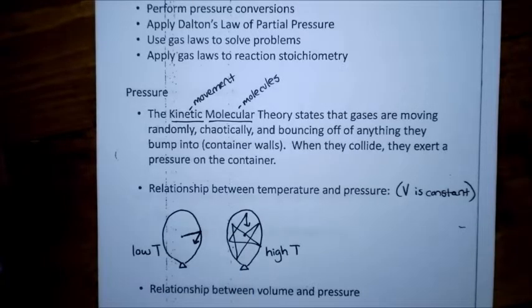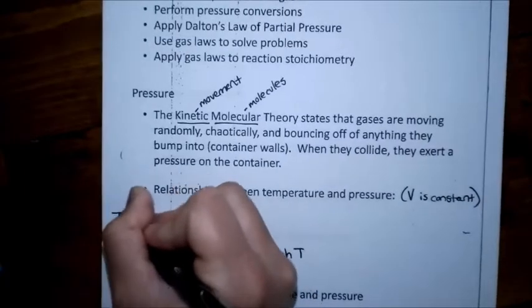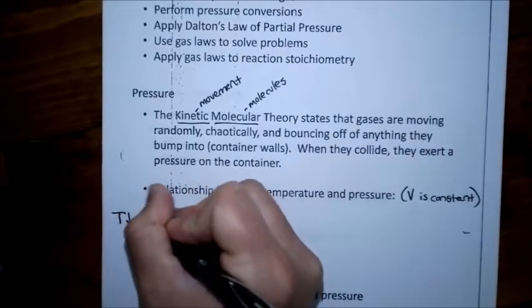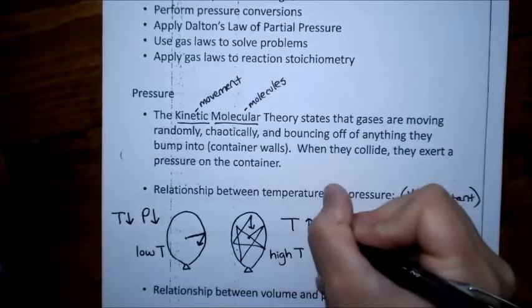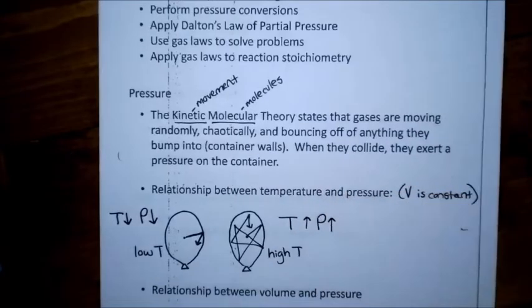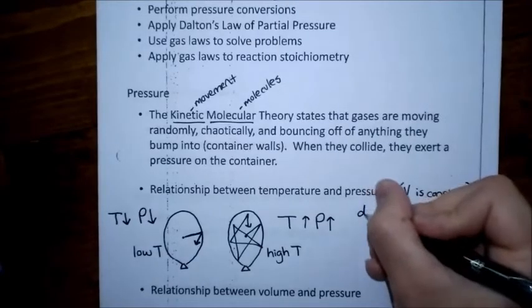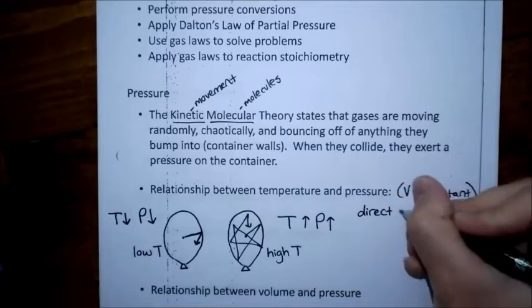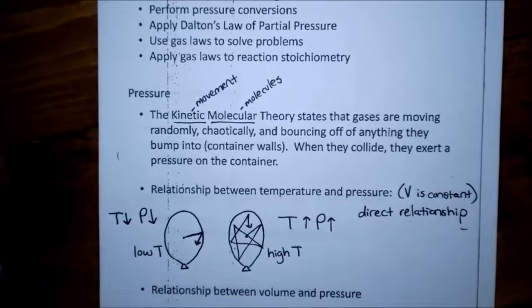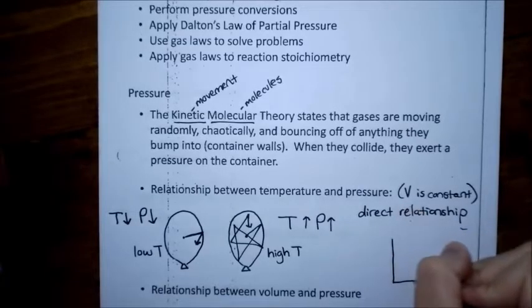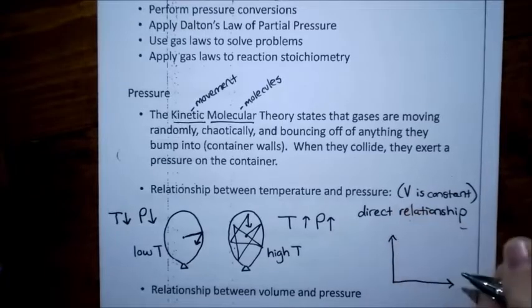So what we see is that as temperature decreases, pressure also decreases. And as temperature increases, pressure also increases. So this is a direct relationship. You probably remember in math that anytime one variable increases and so does the other variable, and I'm talking about an x and y axis, that is called directly proportional, as opposed to indirectly proportional, which would mean they do the opposite.